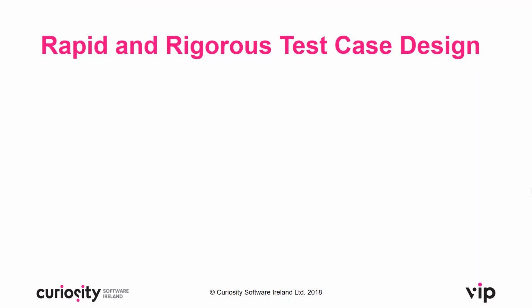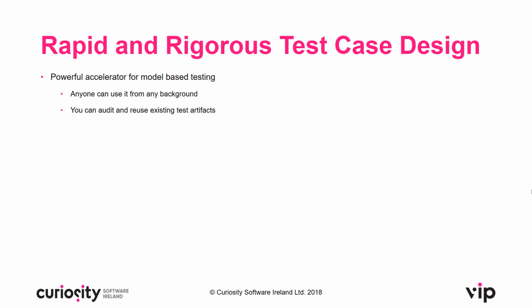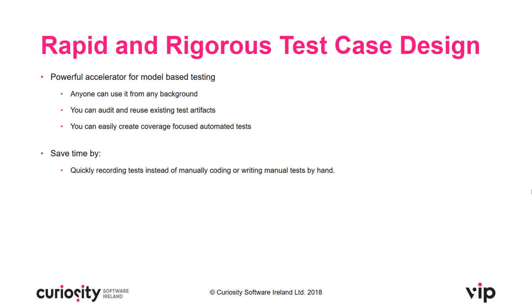In this demo you've seen how we can rapidly create models for rigorous test case design. Our recorder is a powerful accelerator for model-based testing. Anyone can use it from any background. You can audit and reuse existing test artifacts, and you can easily create coverage-focused automated tests. This allows you to save time by quickly recording tests instead of manually coding or writing manual tests by hand. You can rapidly update your tests every time a requirement changes. You just need to update the model and then the automated tests get updated as a result.